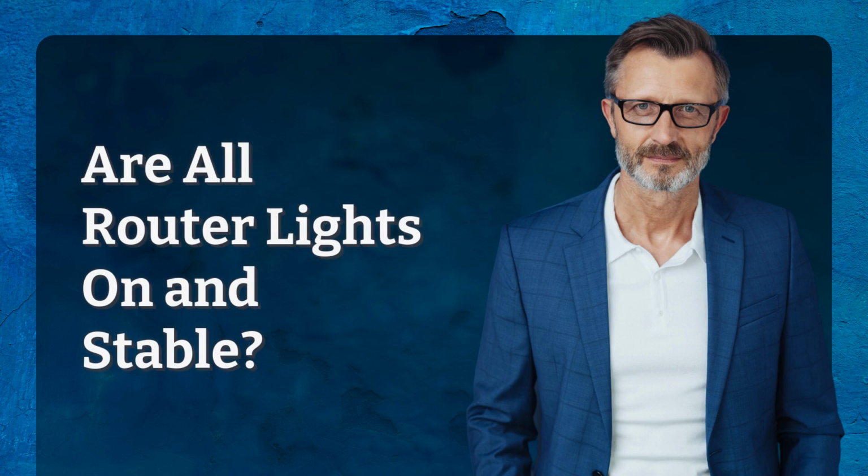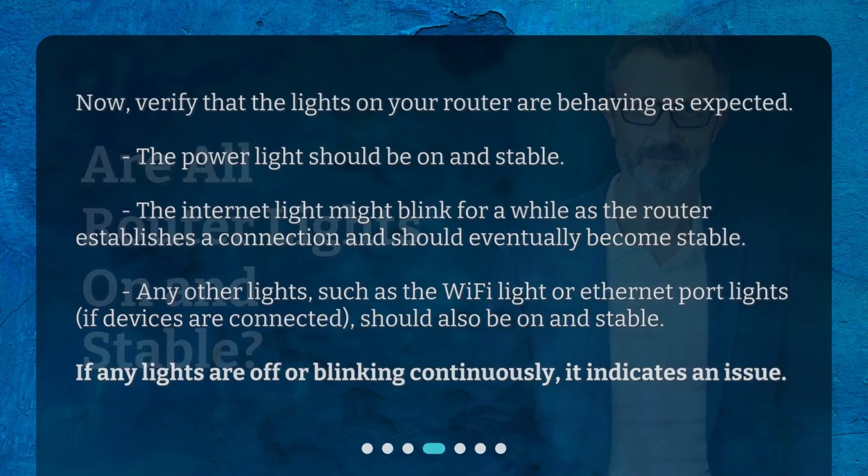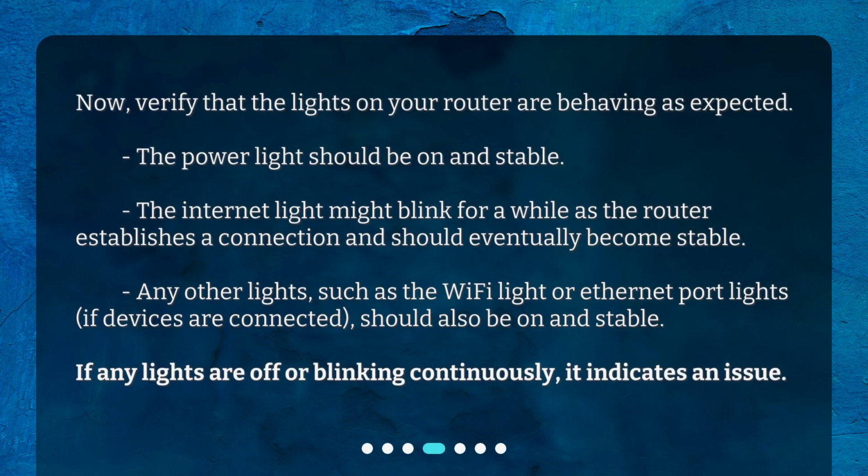Are all router lights on and stable? Now, verify that the lights on your router are behaving as expected. The power light should be on and stable. The internet light might blink for a while as the router establishes a connection and should eventually become stable. Any other lights, such as the Wi-Fi light or Ethernet port lights, if devices are connected, should also be on and stable. If any lights are off or blinking continuously, it indicates an issue.